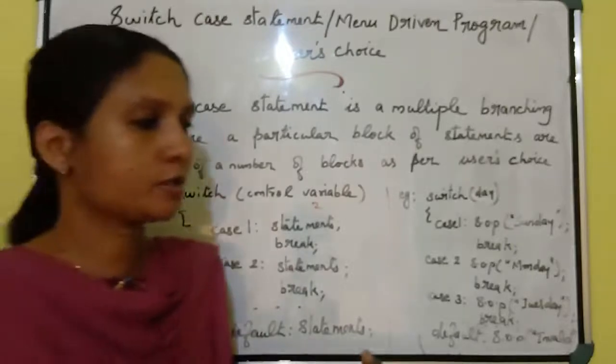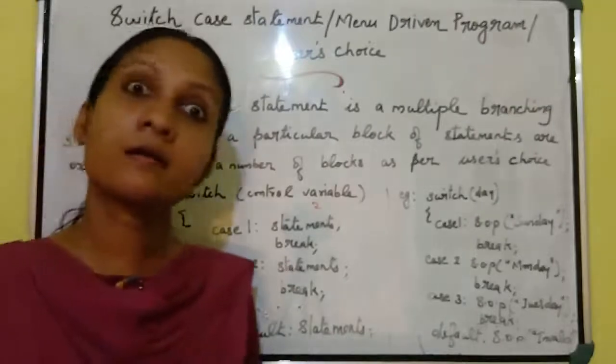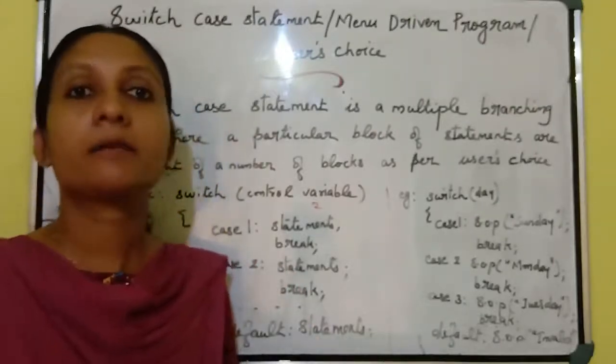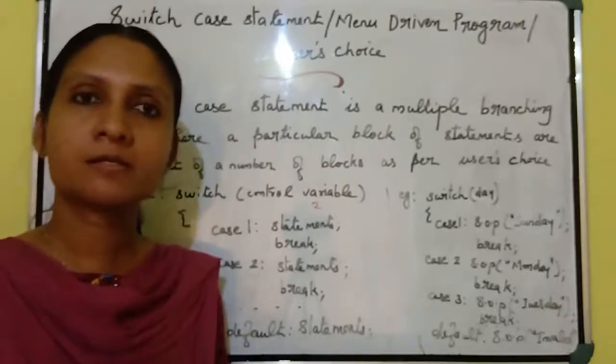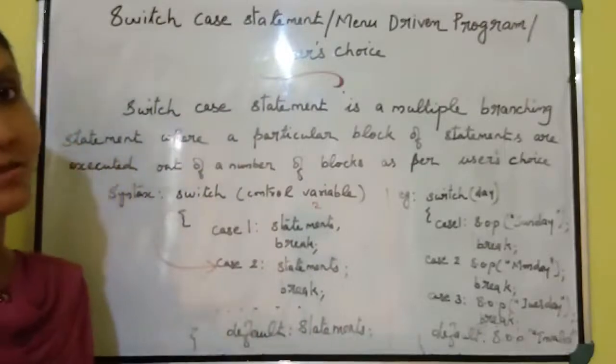Sometimes the user's choice is not among the listed cases, so he will enter another choice apart from these. That means at that time we can give an answer saying that it does not fit. Like that, we can give a message through this default.